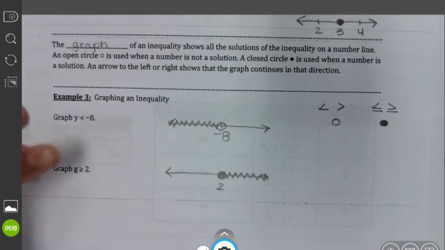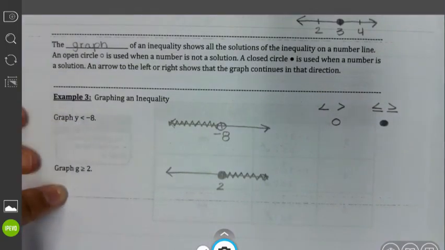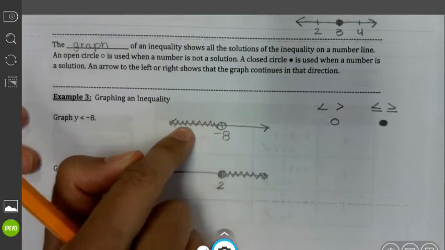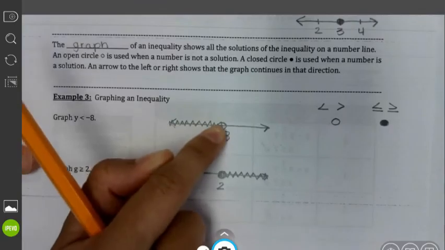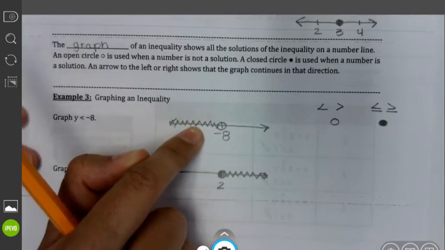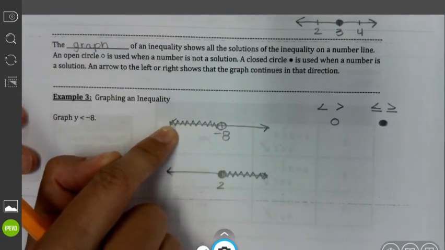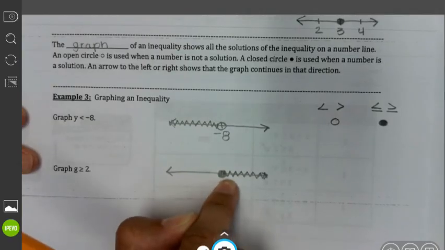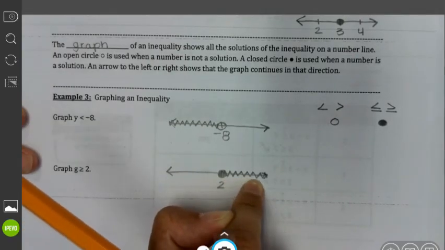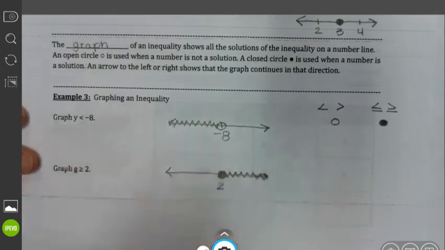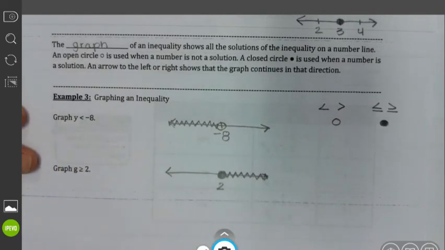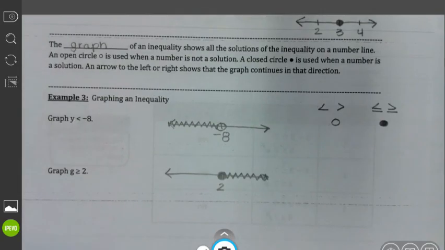So again, when we graph our solutions here, we know that it represents more than one number, which is why we're shading in a direction. This is covering over -9 and -10 and -11 and so on. This one is also including 3, 4, 5, and so on. So that is how you graph inequalities. And that is the end of our 8.7 notes.